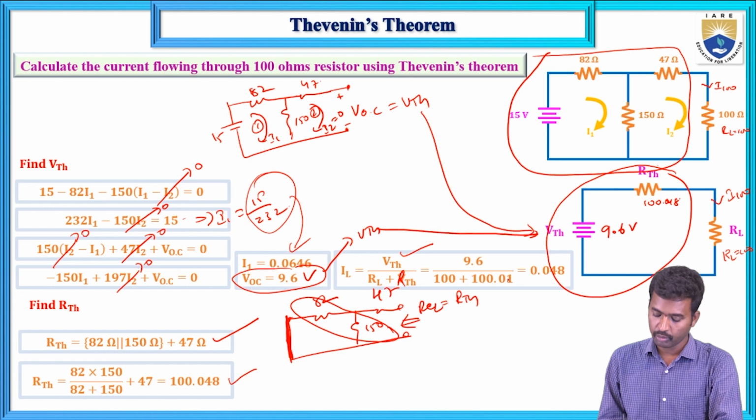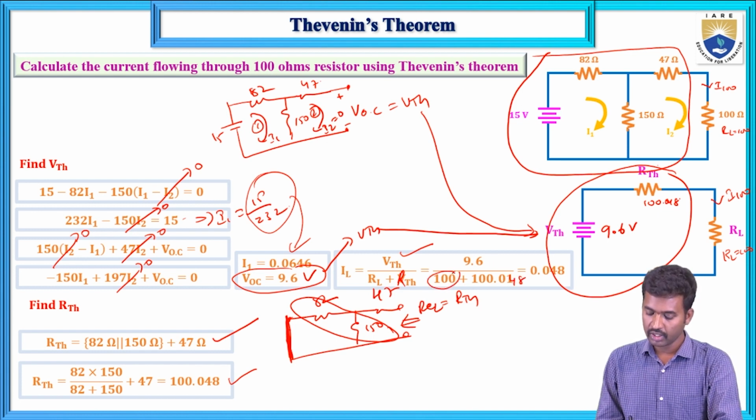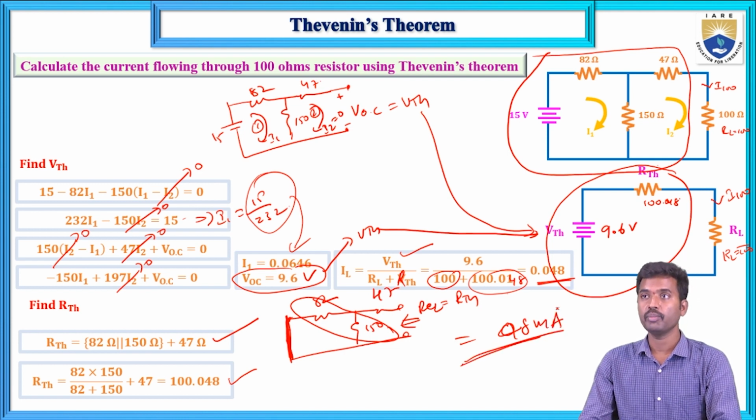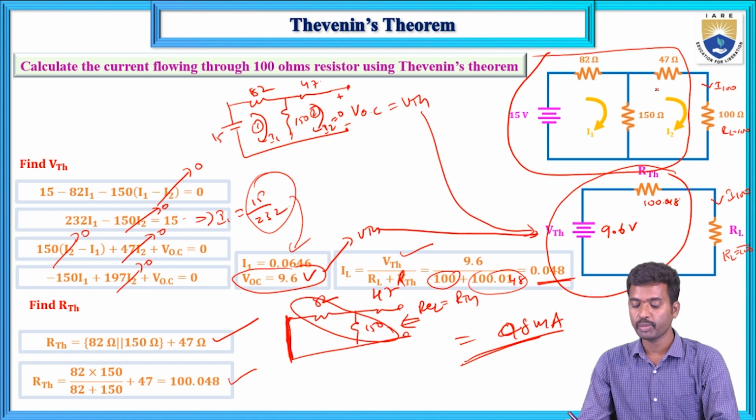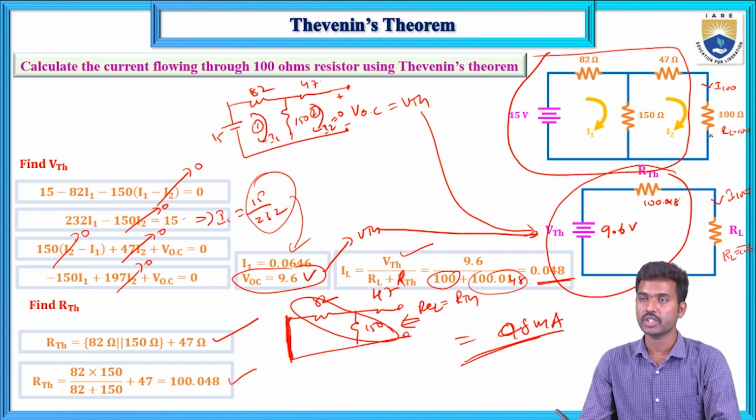Now here RTH is 100.048, RL is 100, and 9.6 divided by the total is 0.048. That current is 0.048, which means 48 milliamperes. Now if you apply mesh analysis for this particular circuit, you will get the same value for the current flowing through the 100 ohm resistor.